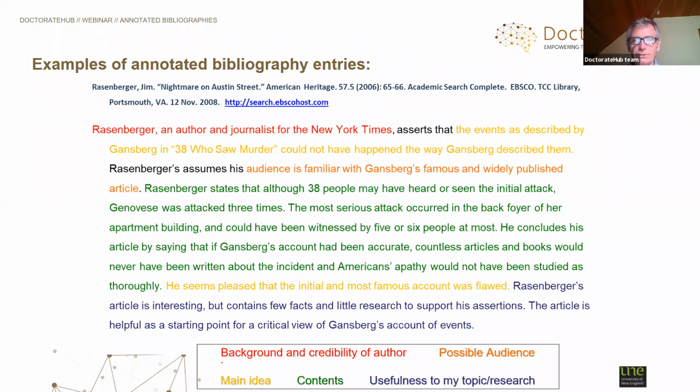Use, for example, red color for the background and credibility of the author, then go with the possible audience, main idea, contents, and usefulness to my topic. And based on that, you will really learn and understand how things are running. As I said, I have always pushed them into this color coding for the 10, and usually they were quite happy at the end, because they saw the usefulness of doing an annotated bibliography. And some of them developed it even a little bit further.